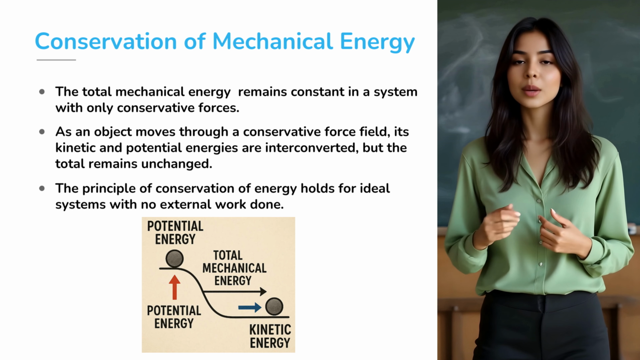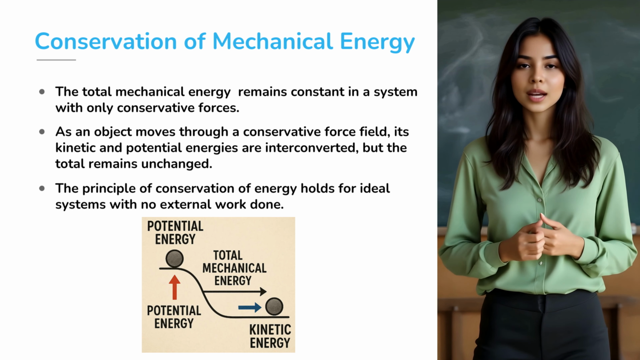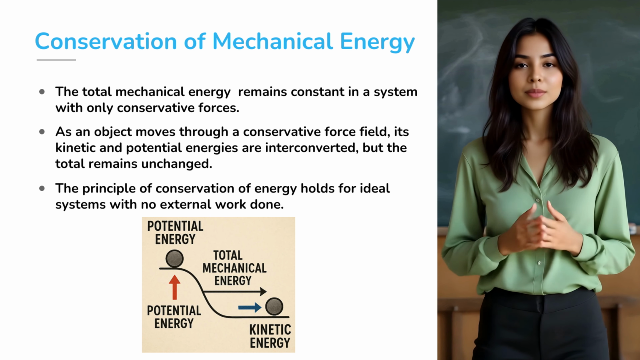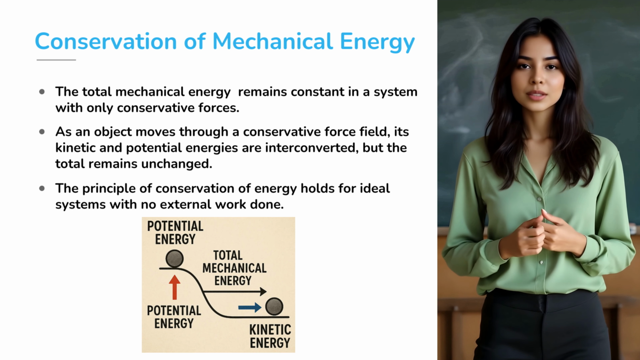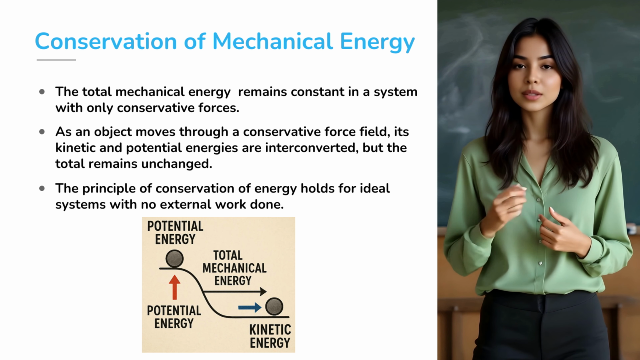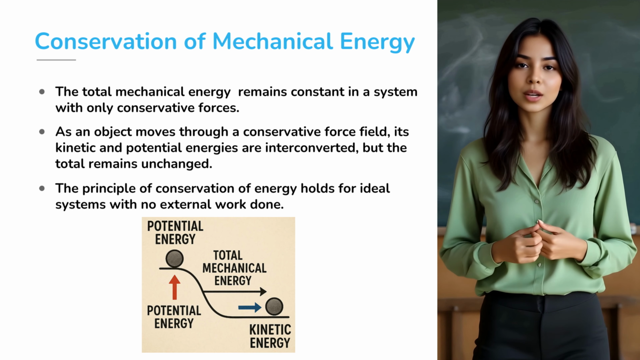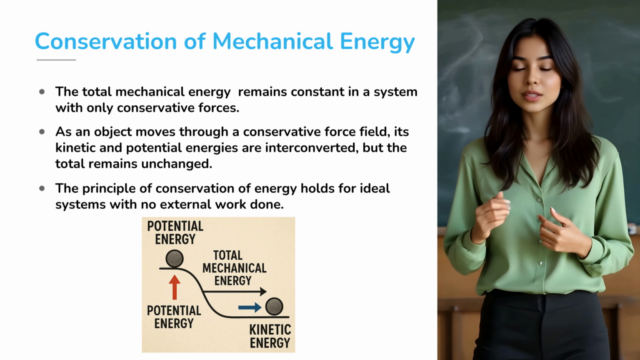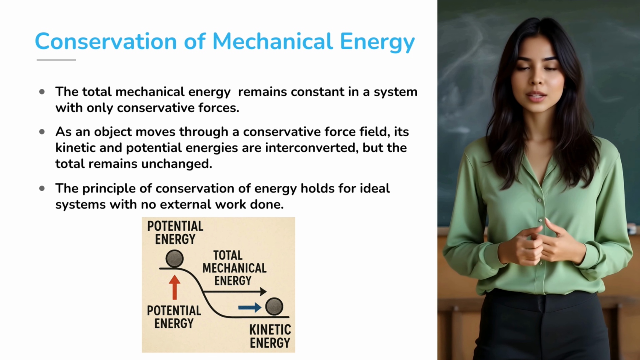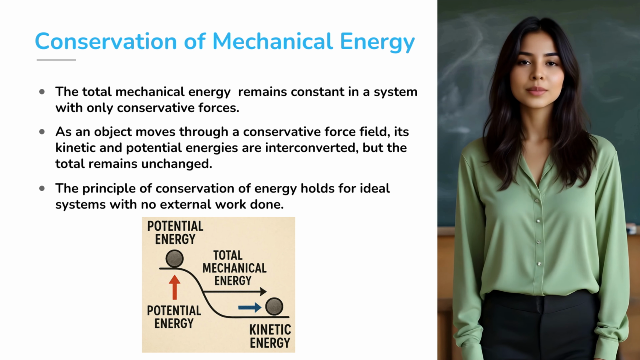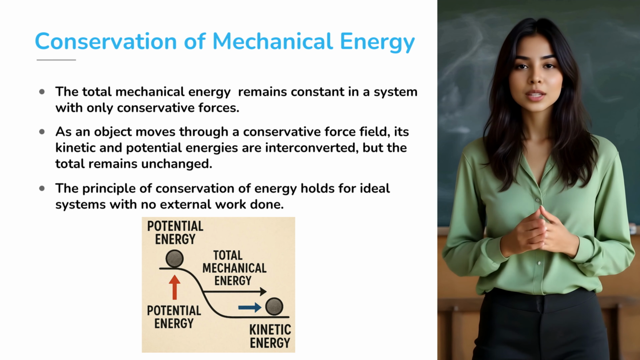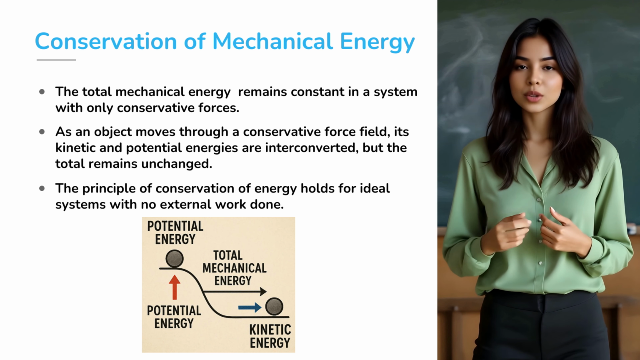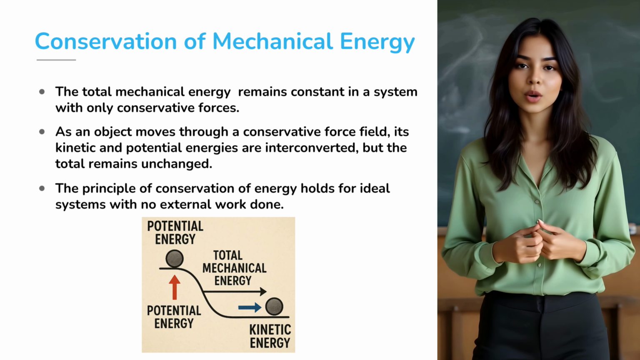For example, when a ball is thrown up, it's slowing down and losing kinetic energy, but gaining potential energy as it rises. When it falls, the reverse happens. The formula is simple: K sub i plus V sub i equals K sub f plus V sub f, where K is kinetic energy and V is potential energy. The total energy at the start is the same as the total energy at the end, as long as no external non-conservative forces like friction are involved.